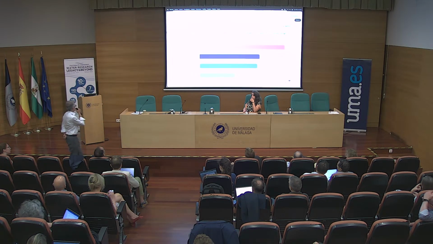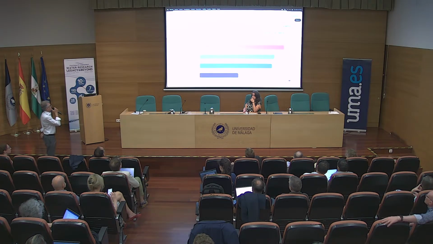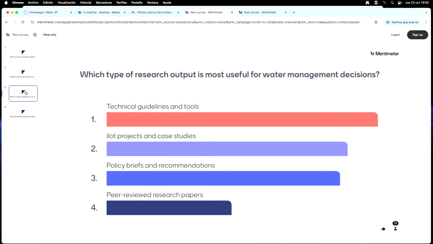Maybe we can go to the third question. It's about which type of research output is most useful for water management decisions. Maybe we can go again for someone commenting on why he or she said yes to the first answer.